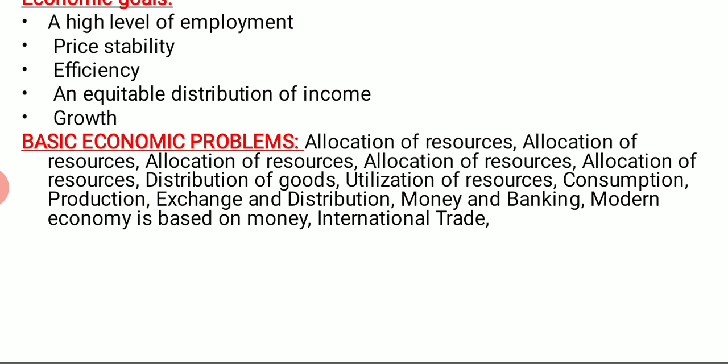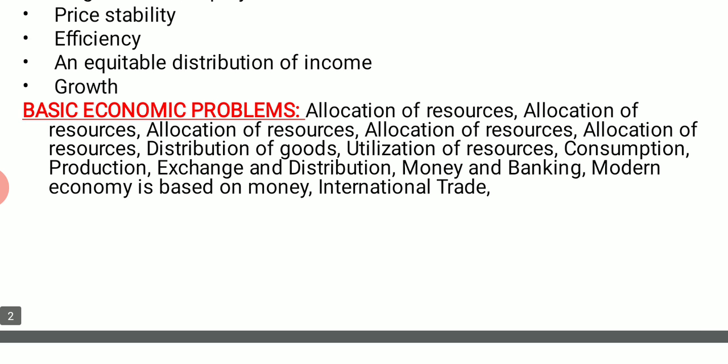For example, agricultural goods can be produced by using more labor and less capital, or more capital and less labor. When the farmer uses more labor, it is known as a labor intensive method, while the latter is known as a capital intensive method.